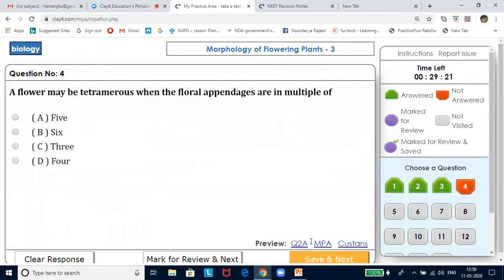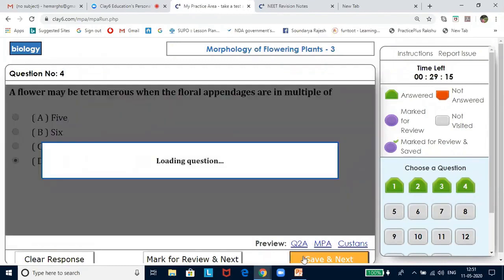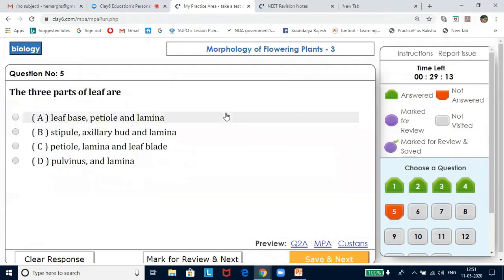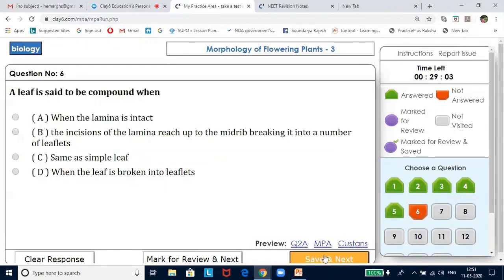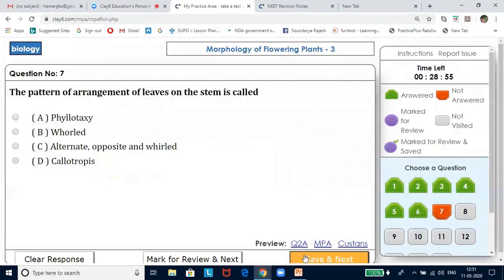A flower may be tetramerous when the floral appendages are in multiples of 4. The three parts of the leaf are leaf base, petiole, and lamina. A leaf is said to be compound when the incisions of the lamina reach up to the midrib, breaking into a number of leaflets. The pattern of arrangement of leaves on the stem is called phyllotaxy.